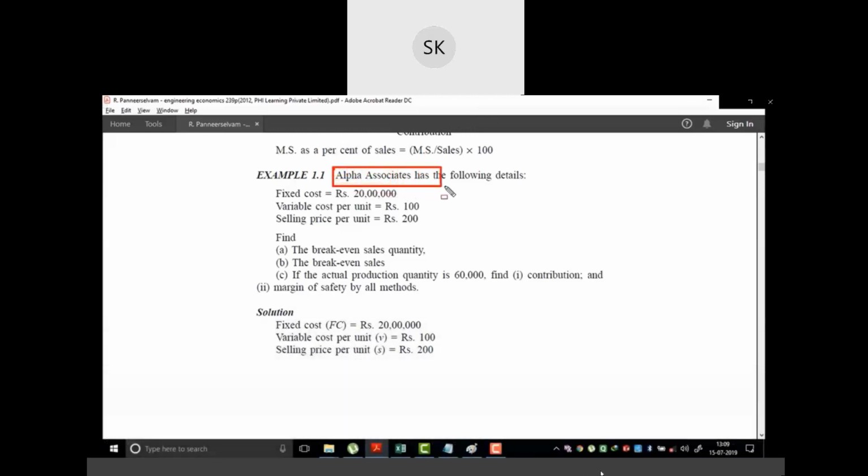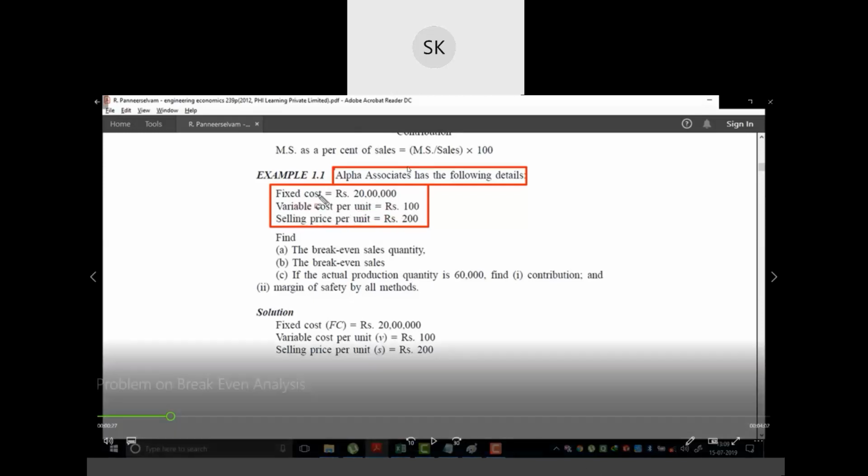The company Alpha Associates has the following details. So the fixed cost is equal to 2 lakh rupees, 20 lakh rupees, sorry. So 20 lakh rupees, variable cost is rupees 100 per unit, and the selling price per unit is rupees 200. So that is, capital FC is your 20 lakh rupees, variable cost, that means small v, is your 100, and small s is your 200.